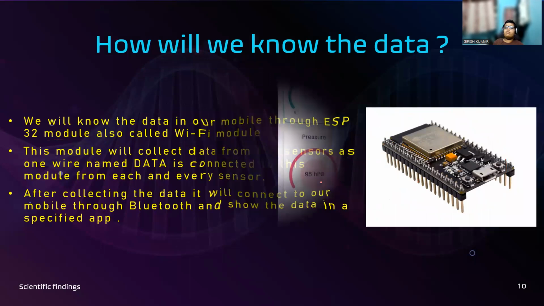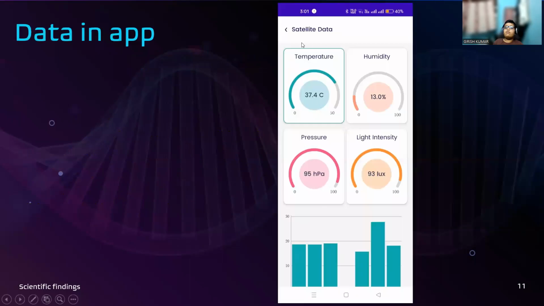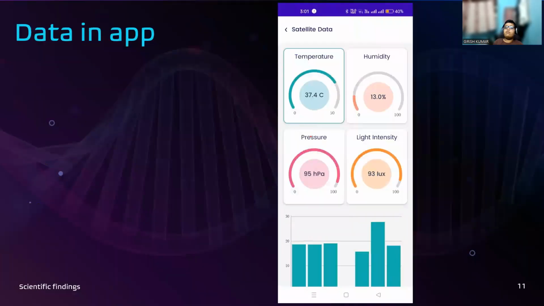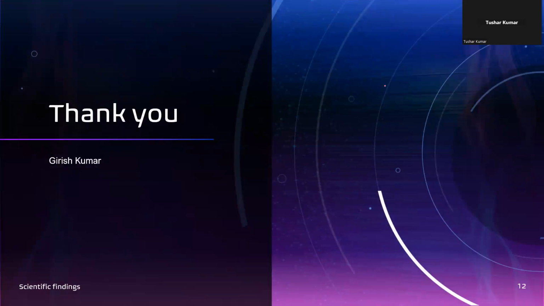I will show the data. Here is the data, and here is the temperature measured. Here are the humidity, air pressure, and light intensity. You can see all the data measured here, and this is the graph of the temperature change over the past 2 or 5 days. Thank you for being with me. Thank you very much.